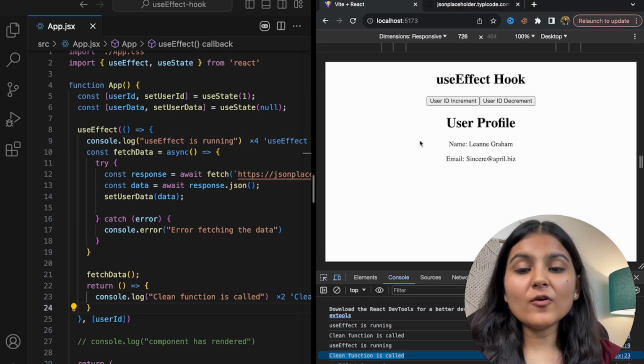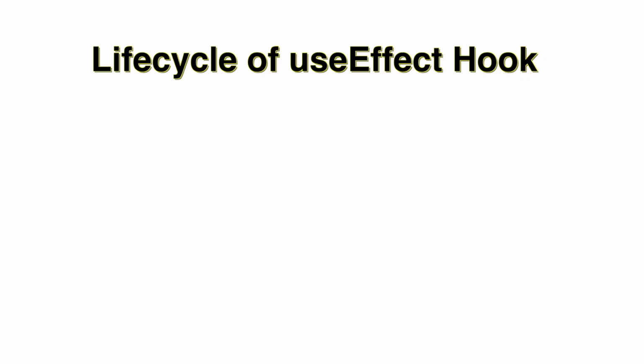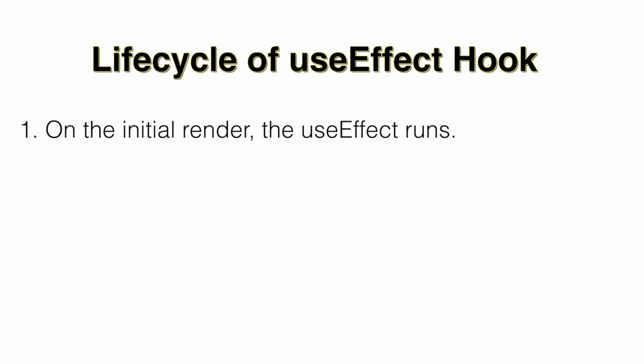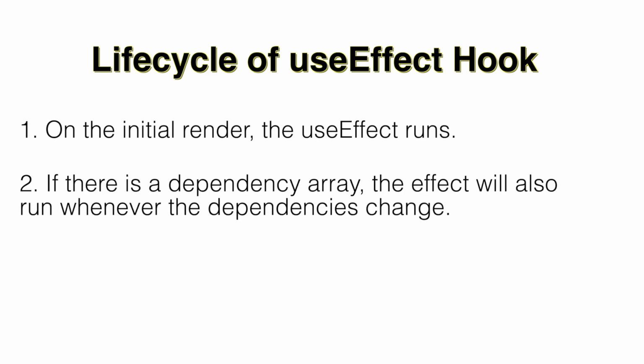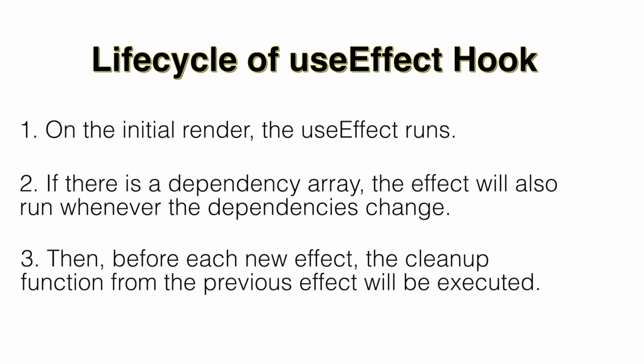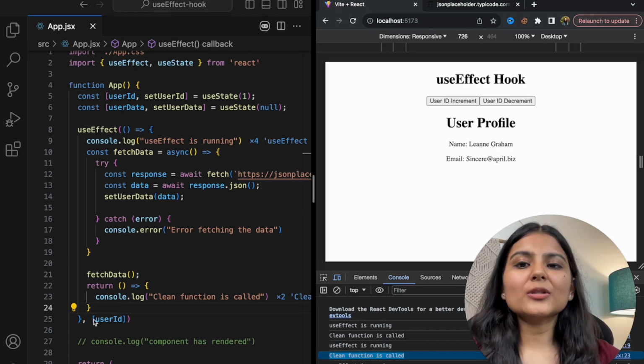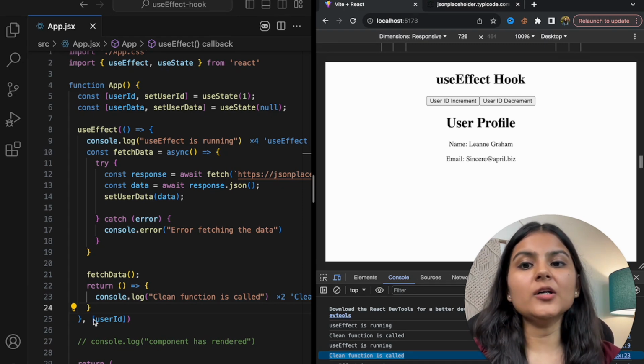So let's get an overview of the life cycle of this useEffect. useEffect will run after the initial render. Also, it will run if there is any value in the dependency array, and as it changes, this useEffect will rerun. Then before each new effect, or component being removed from the screen due to say change in the screen or you exit the page, this cleanup function from the previous effect will run. So this is the complete life cycle of the useEffect hook.